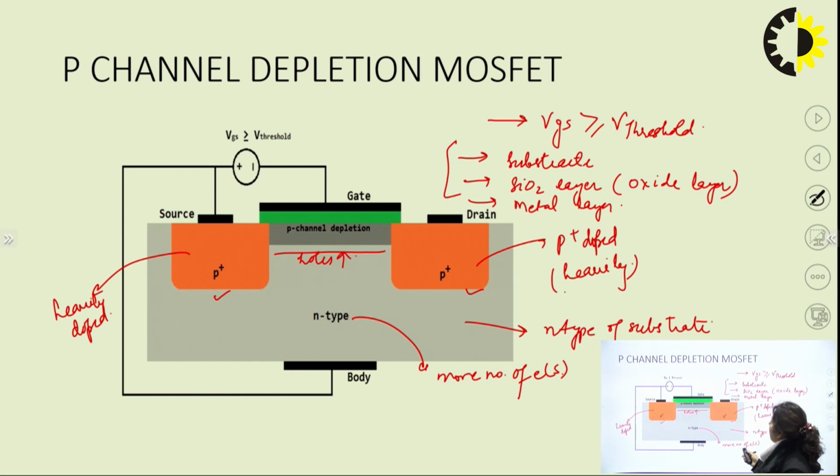So this is the overall working of the P channel depletion type of MOSFET. As we discussed in the last lecture, there are enhancement and depletion types of MOSFET. The difference between them is that in the enhancement type the channel is not present, but in the depletion type the channel is initially present. You have to apply the proper biasing to the gate so that the channel gets depleted of the charge carriers.